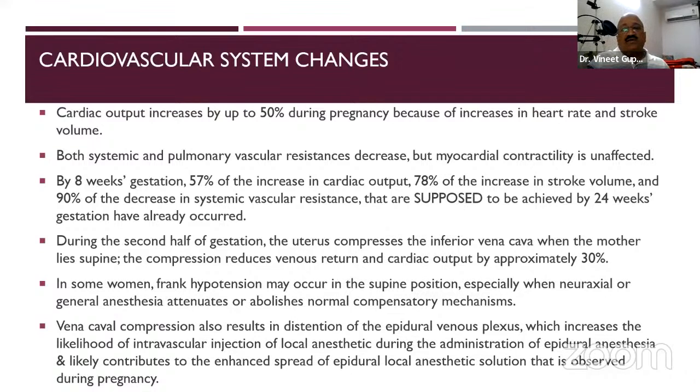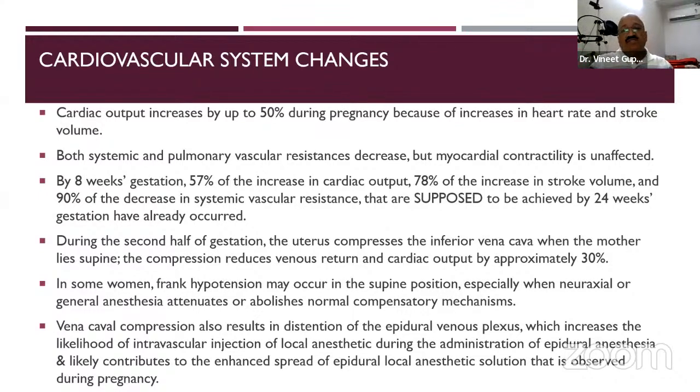Important point is by 24-week gestation, most of the physiological changes of the cardiovascular system have happened. But out of these 24 weeks, the first 8 weeks are very important, because 57% of the increase in cardiac output, 78% of the increase in stroke volume, and 90% of the decrease in systemic vascular resistance has already happened in the first 8 weeks of gestation. So the first trimester of pregnancy is very important regarding the physiological changes of pregnancy.